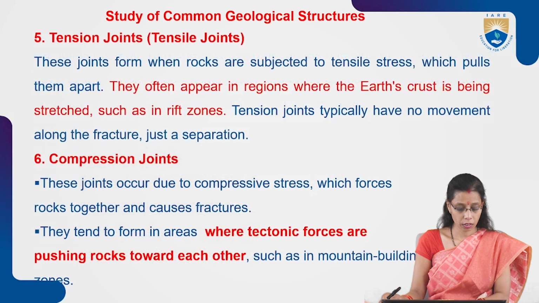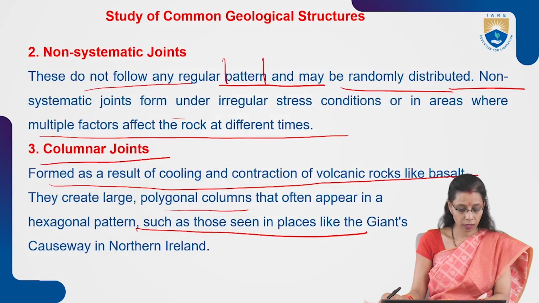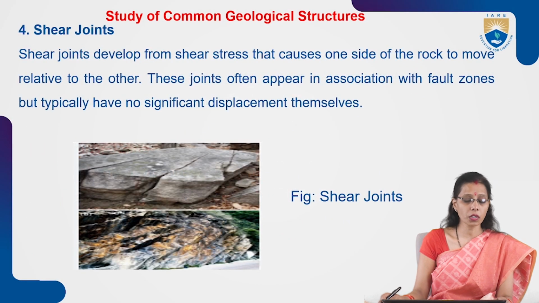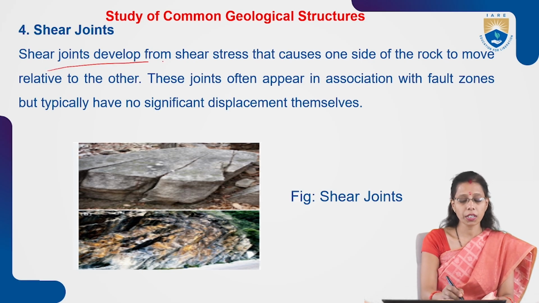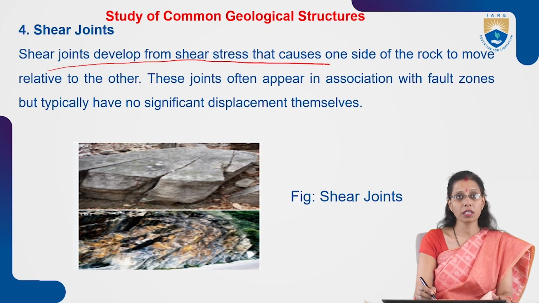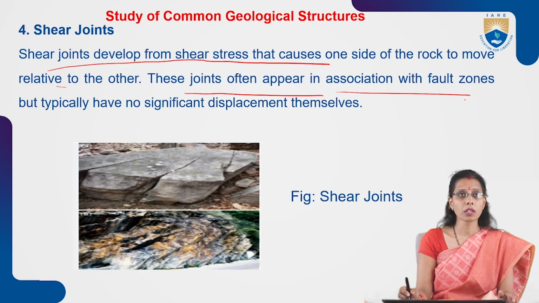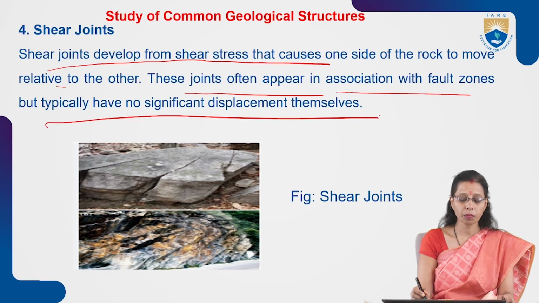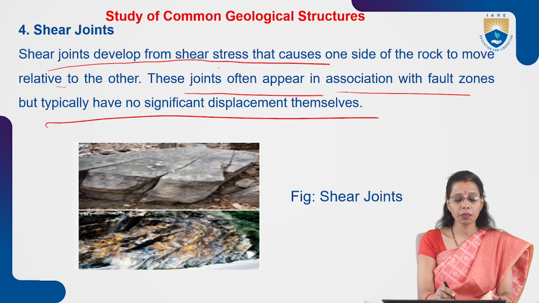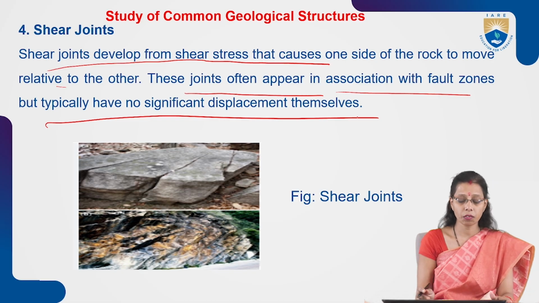Now the other type of joint is the shear joint. Shear joints develop from shear stress that causes one side of the rock to move relative to the other. These joints often appear in association with fault zones, but typically have no significant displacement themselves.